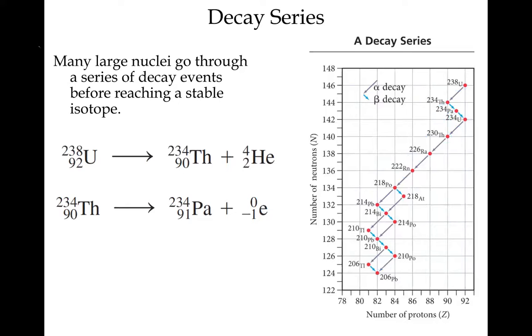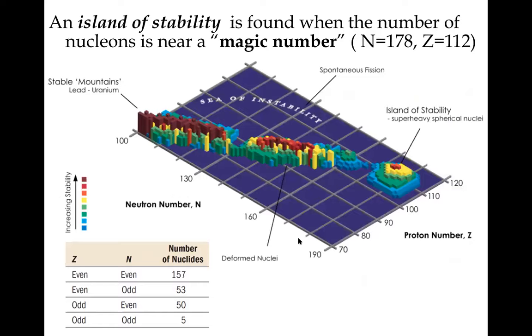Now, it turns out that not only is there a valley of instability, but there are also islands of stability. Okay, what's that about? Well, in addition to this N/Z ratio that I just talked about, it turns out that the actual number of protons and neutrons also affects the stability of a nucleus.